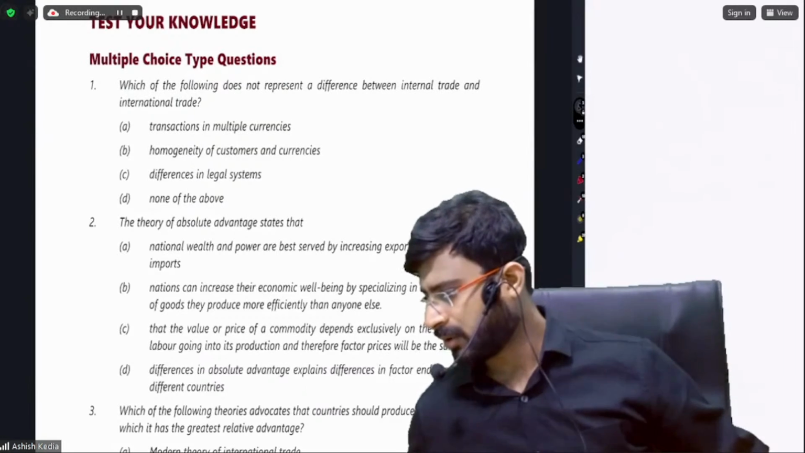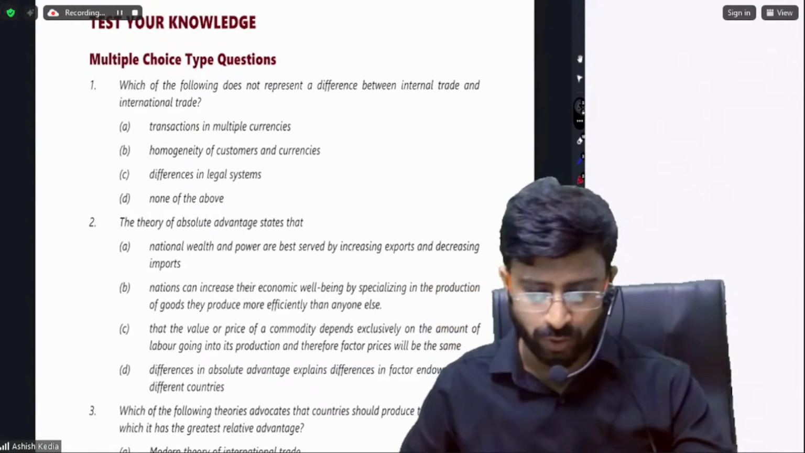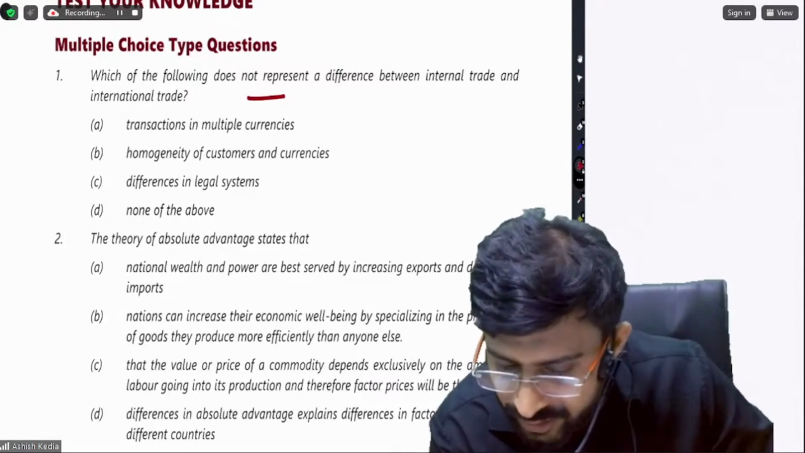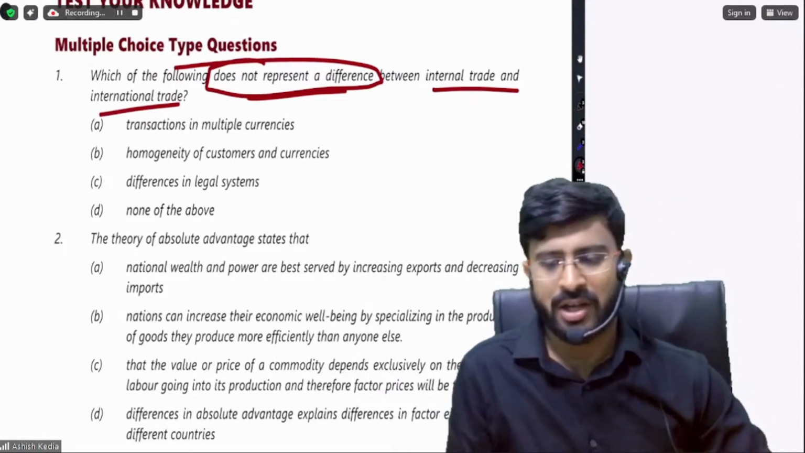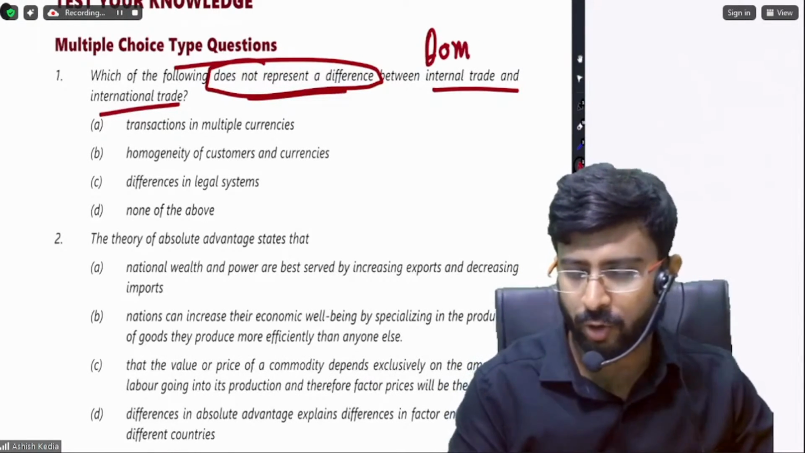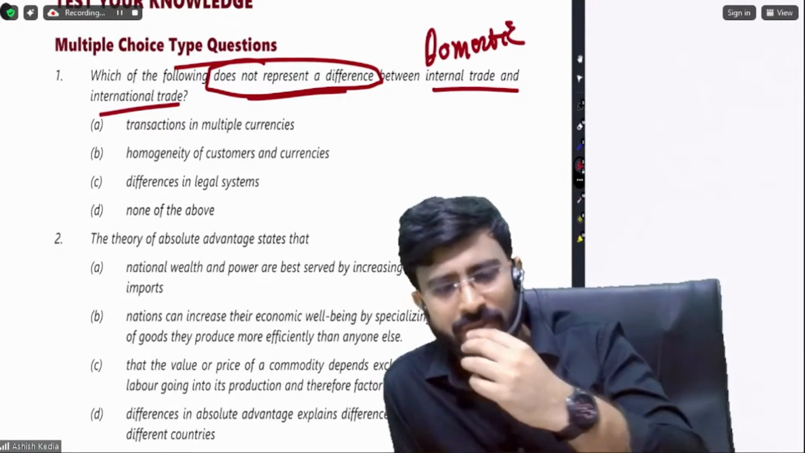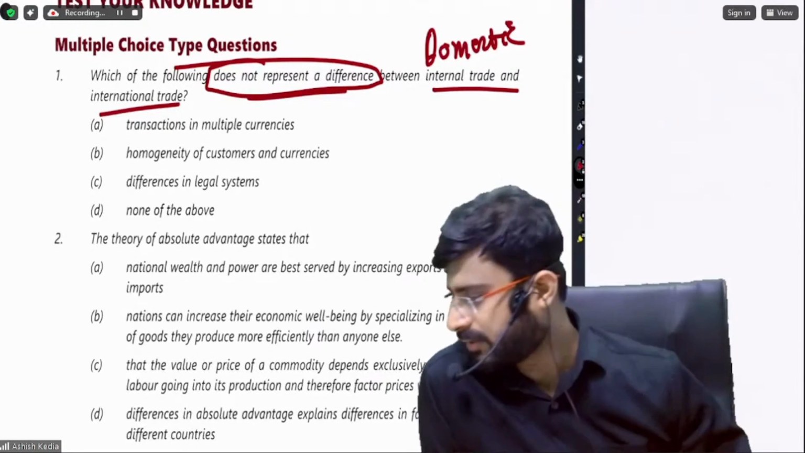Okay, let's go then. Let's see what the first question is. Which of the following does not represent a difference between internal trade and international trade? Internal trade, I am sure you all know, is domestic trade: buying and selling of goods and services within the country. International trade means buying and selling between multiple countries.